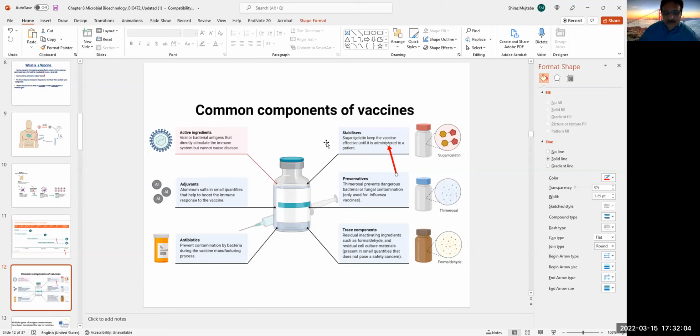So a vaccine. You must be knowing, when I took the COVID-19 vaccine, they came up with a tube, a bottle, a small bottle. In that bottle, there was a solution that they put in a syringe. What does this solution have? This solution has those products, those things that will stabilize the vaccine.